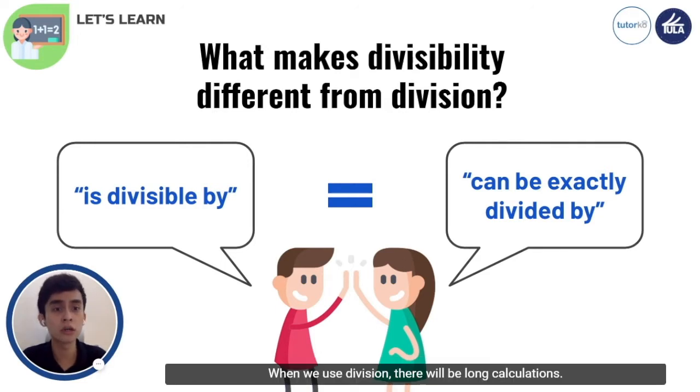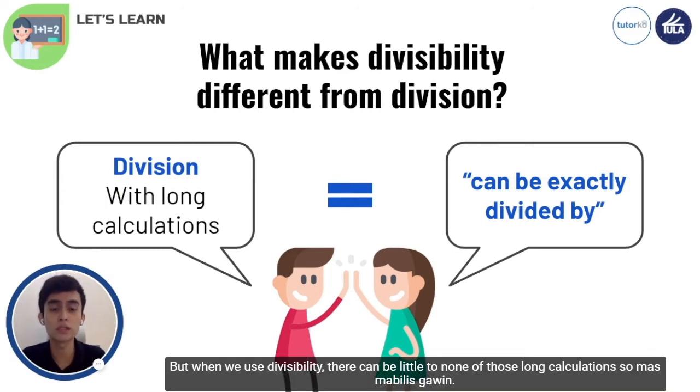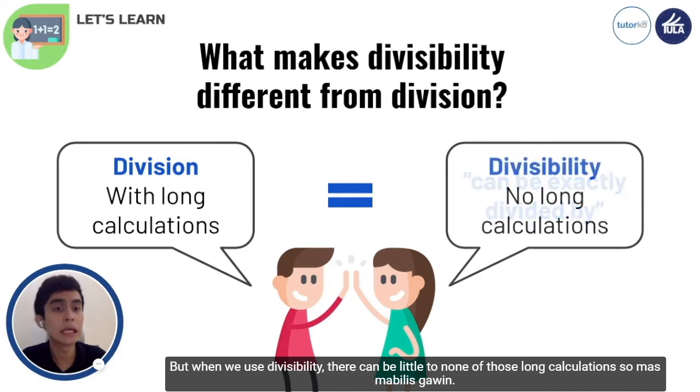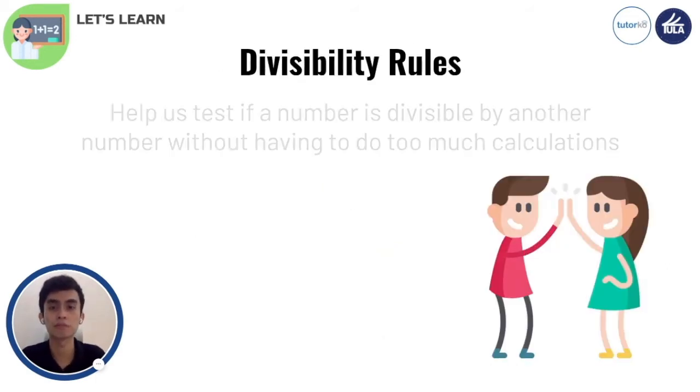When we use division, there will be long calculations, lalo na kapag malaki yung numbers, so mas matagal gawin. But when we use divisibility, there can be little to none of those long calculations, so mas mabilis gawin. Kaya tayo may tinatawag na divisibility rules.